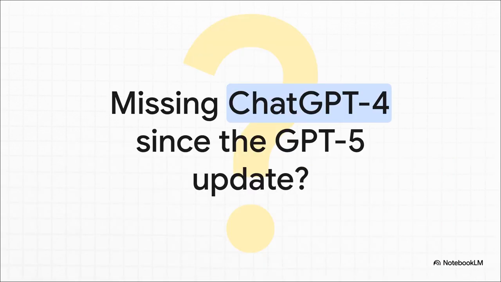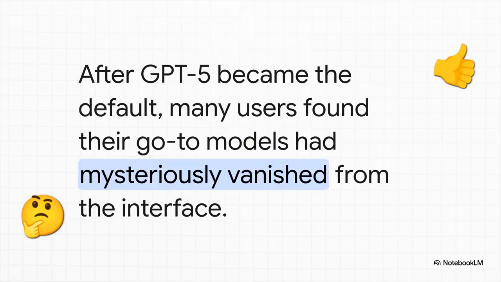Seriously, did this happen to you? You logged in, you were ready to get some work done with GPT-4, and poof, it was just gone from the menu. Kind of feels like someone came in and just swiped your favorite tool right off your desk, right? Well, if that was you, you are definitely not the only one. The moment OpenAI pushed GPT-5 as the new default, tons of Plus and Pro users were left scratching their heads.